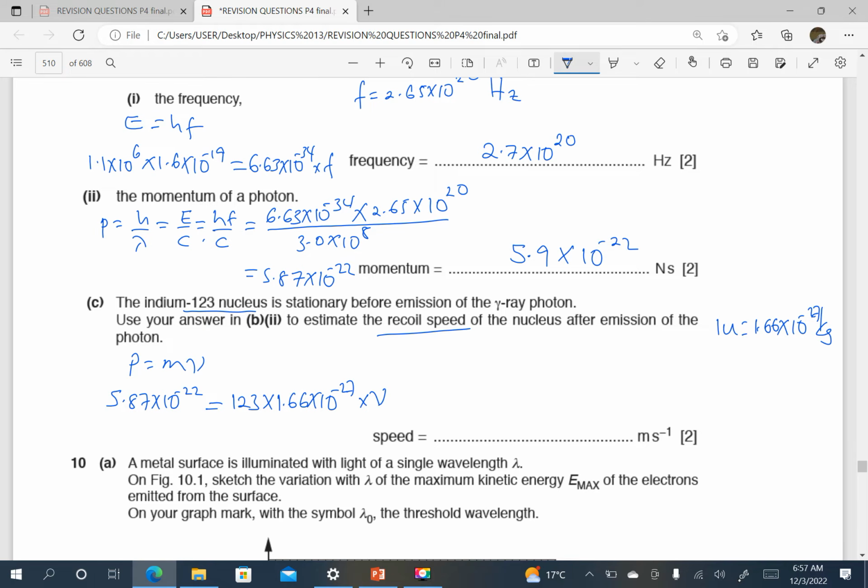So therefore V is going to be 2.9 times 10 power 3 meters per second. You can also verify with your calculator, just dividing both sides.